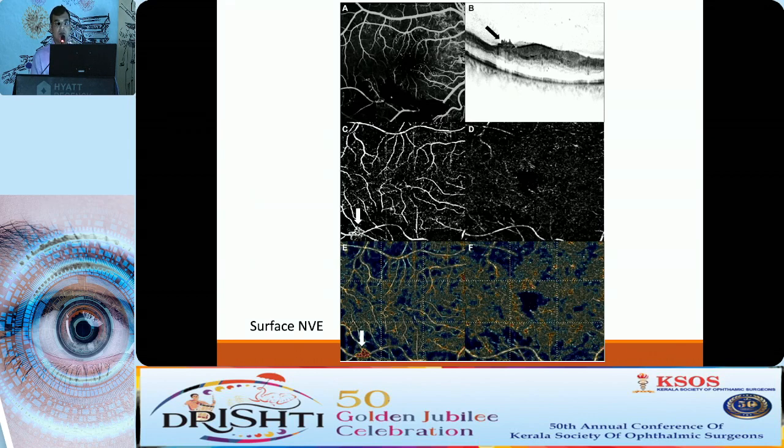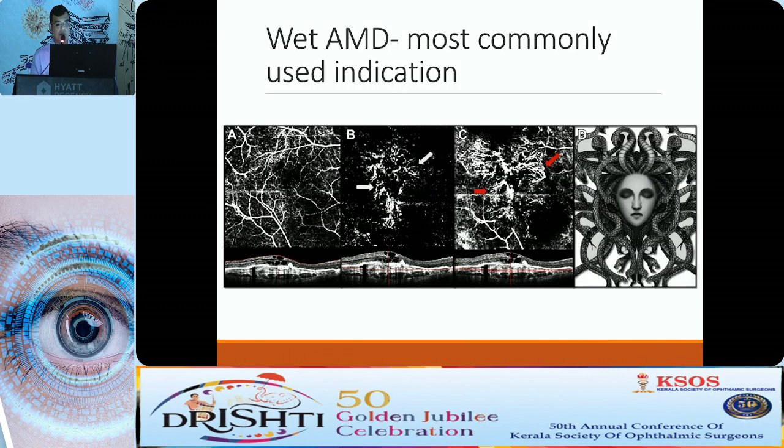This is an imaging technology which will read the flow signals. So whether it is a pathological or physiological abnormal vessel, it will not differentiate, but it will show you that. In this, surface NV can be easily seen, but NV raised very high over the surface is difficult to delineate because of the resolution and slab.